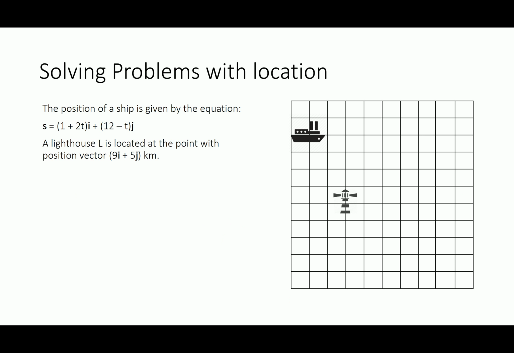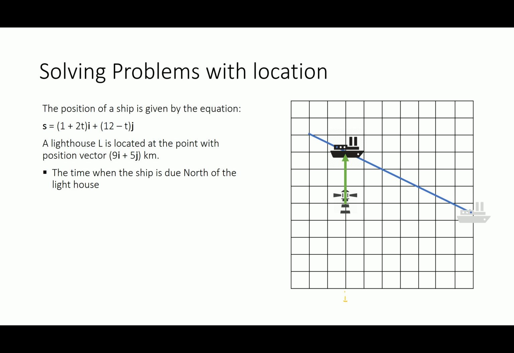Let's have a look now at solving problems with location. So here we have our ship that's been given an equation for motion, and we also have the lighthouse which has been given a set position. Pretend we are interested in the time where the ship is due north of the lighthouse. Well, that would look something like this.